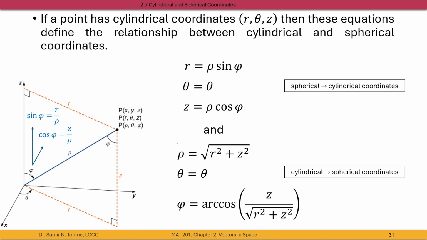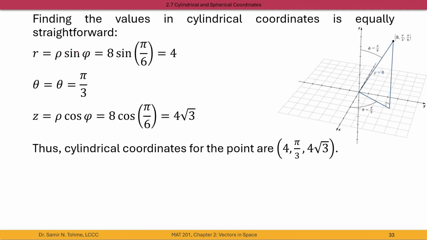Similarly, we will use these equations to convert from spherical to cylindrical coordinates. Again, just replace the values to calculate r equal to 4, theta is equal to theta in both cases, which is pi over 3, and calculate z using this equation, and you get the cylindrical coordinates for the point: 4, pi over 3, 4 radical 3.